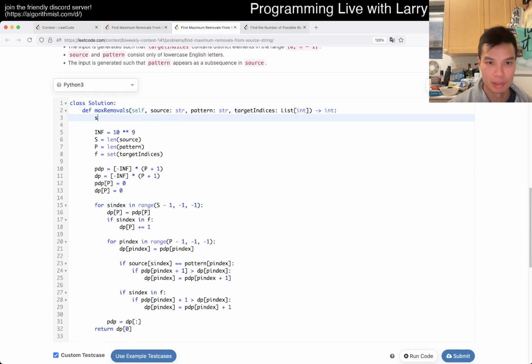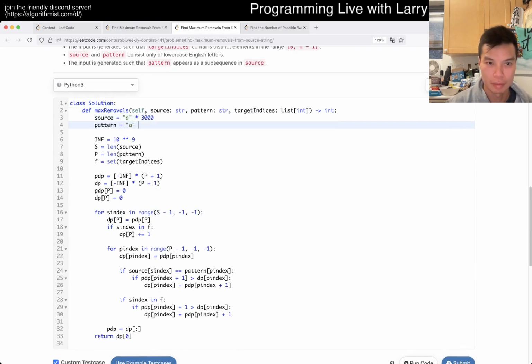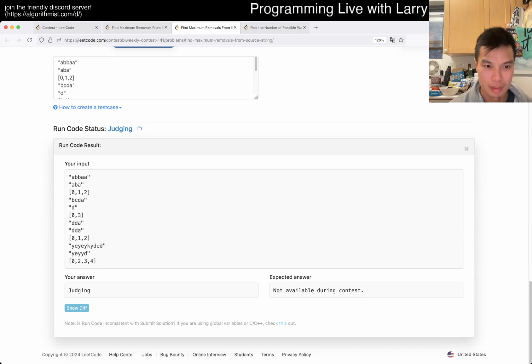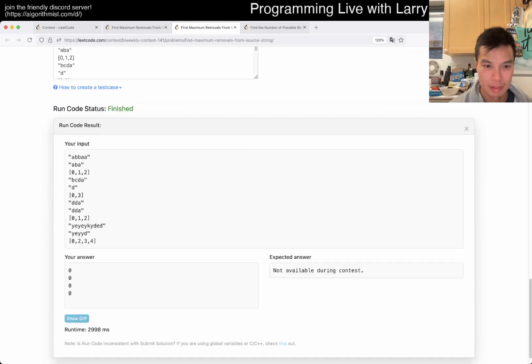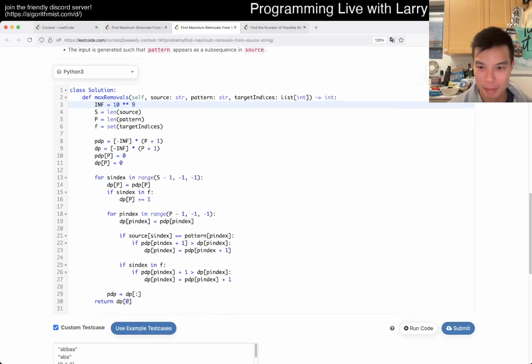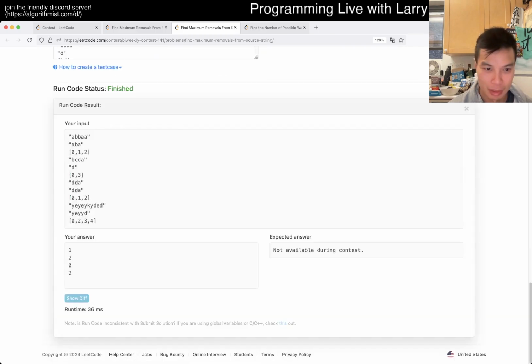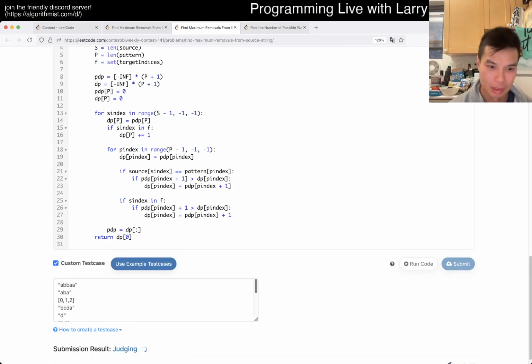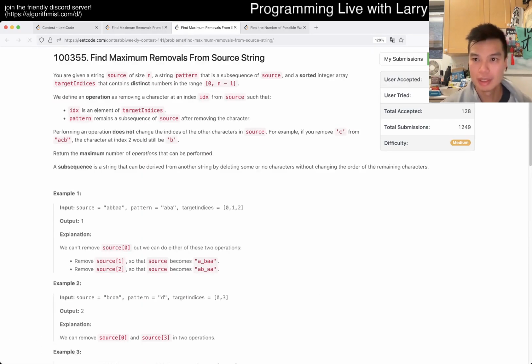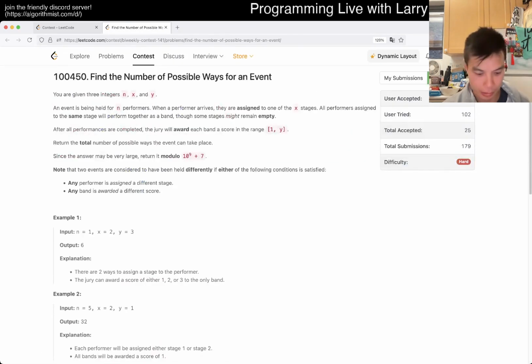Again, let's try the 3000 case. Is this fast enough? Alright, I mean it's faster and it doesn't run out of memory, which is good. Alright, that's YOLO. A little bit slow, but we got there.